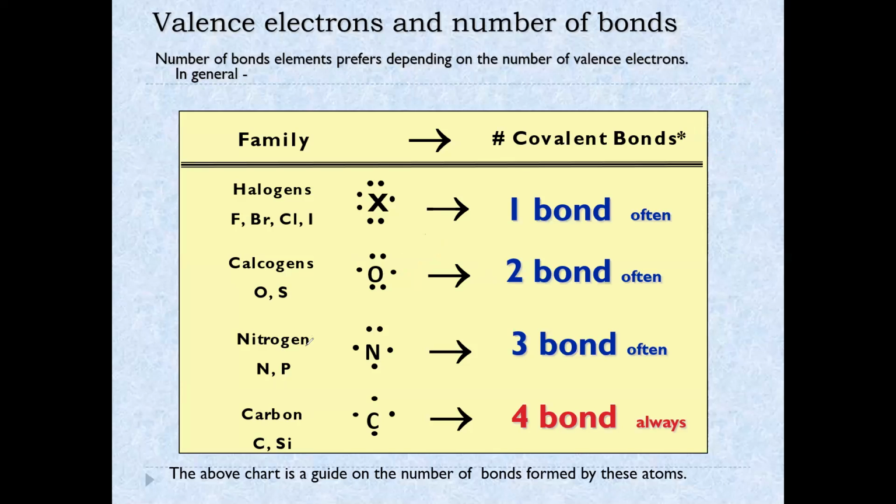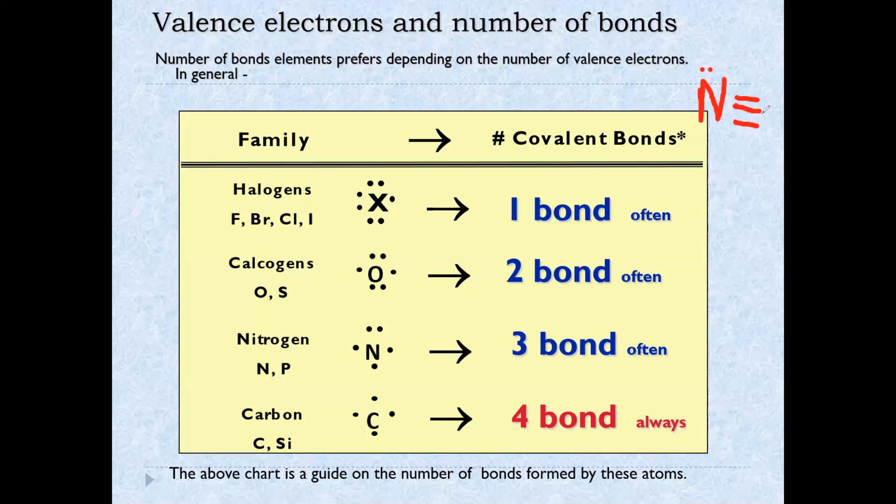Then nitrogen and phosphorus, group 5, can also form 3 bonds. And as you can see, nitrogen can form a bond this way. Nitrogen has 1, 2, 3, 4, 5. So you can form a triple bond.